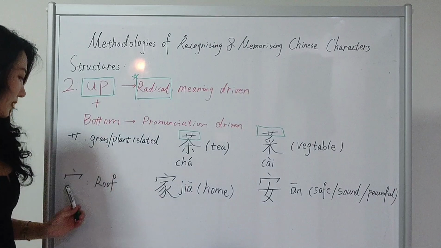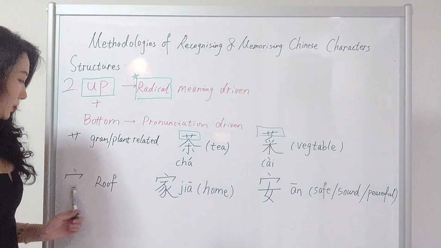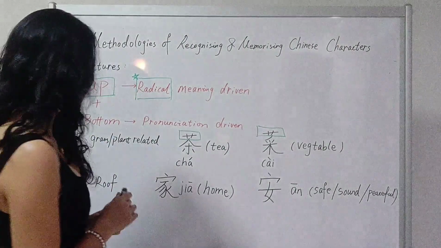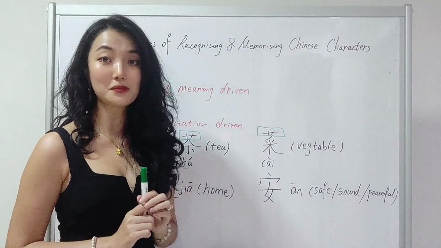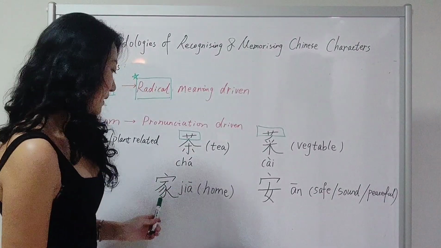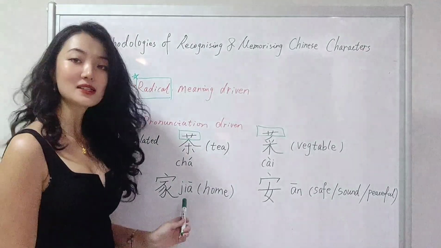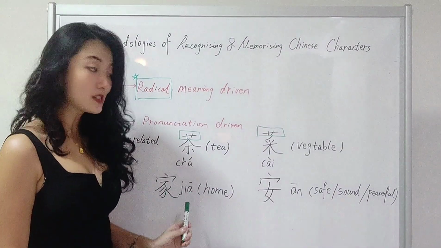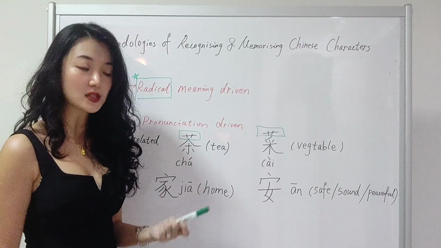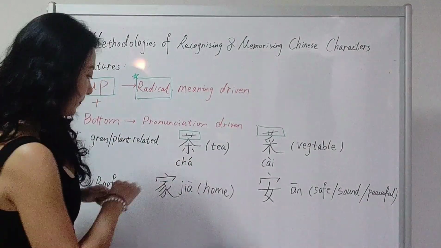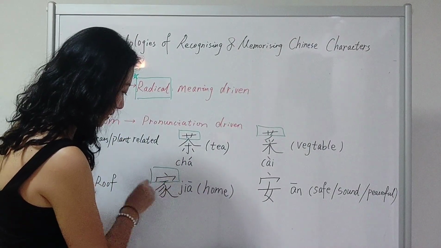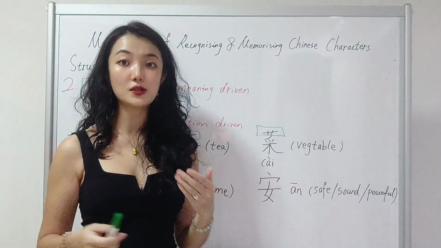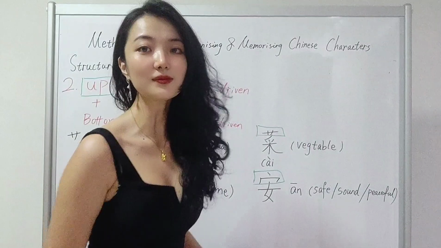Next one, this radical. What do you think this radical looks like? It looks like a roof, right? So that also takes the meaning of the roof. For example, the first character's pronunciation is jiā, jiā. Jiā means a home or house. So this upper part just means the roof, and under the roof is your home, is your house.